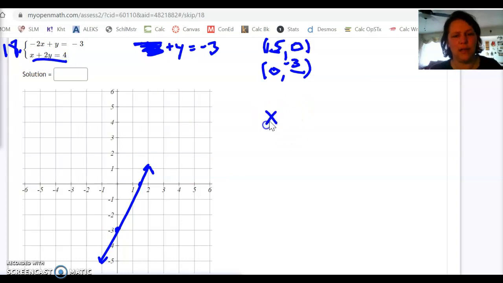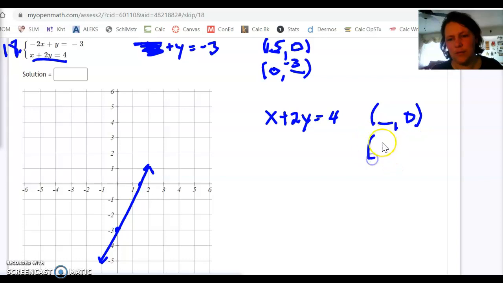Now we have the line x plus 2y equals 4. Again, it's in that standard form, so I am going to use the intercepts method. Okay, take a second and look at that. How are you going to solve? So first thing I'm going to do is plug a 0 in for that y right here. When I do that, it's going to make all of this gone. What do I get? x equals 4.